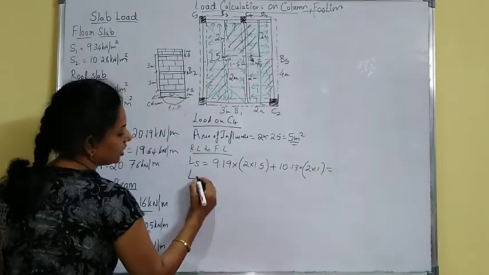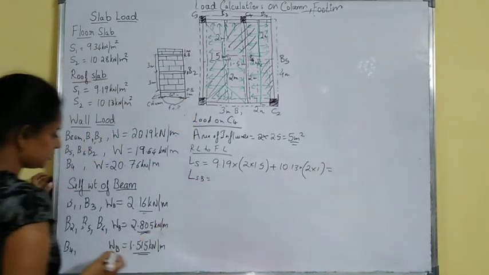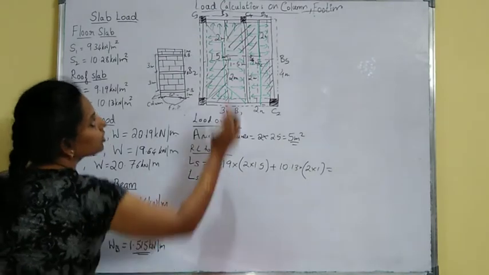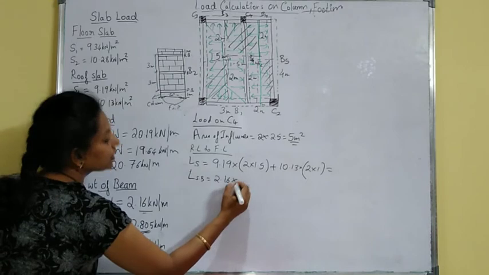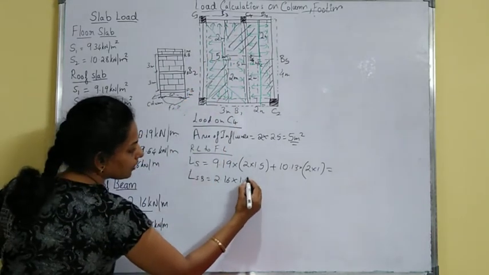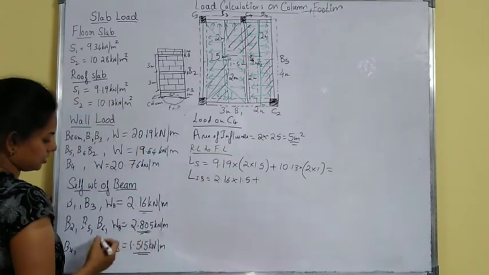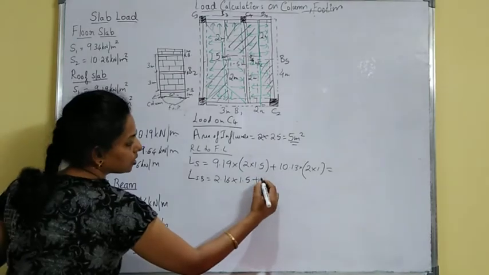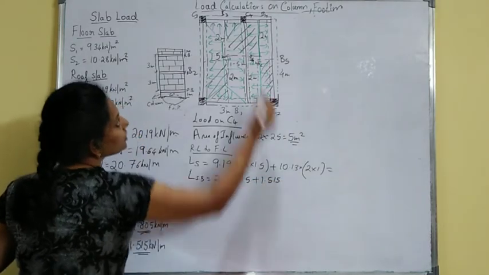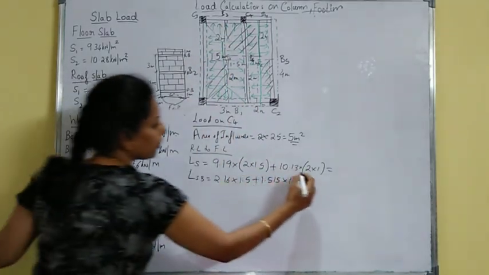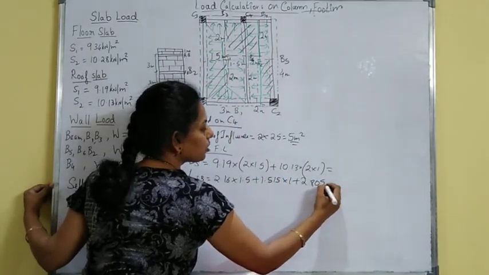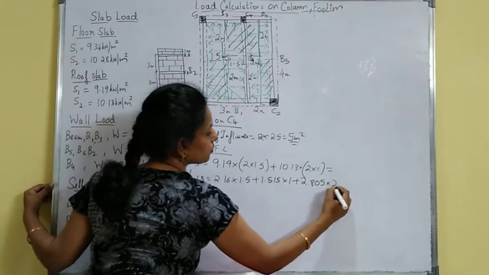Okay. This is your sulfate of beam, that is here. It is for beam 3, that is 2.16 into distance is 1.5 plus 1.515, that is for B4 into distance is 1, and B6 is 2.805 into distance is 2.